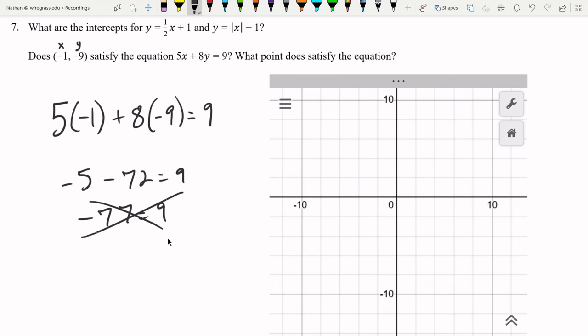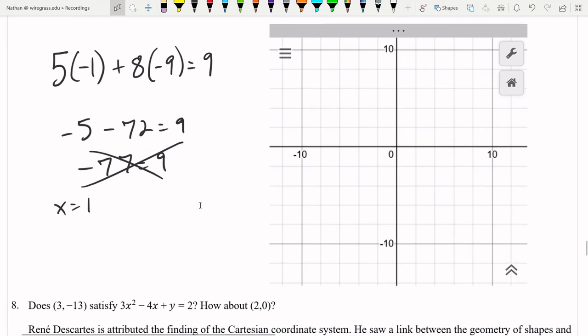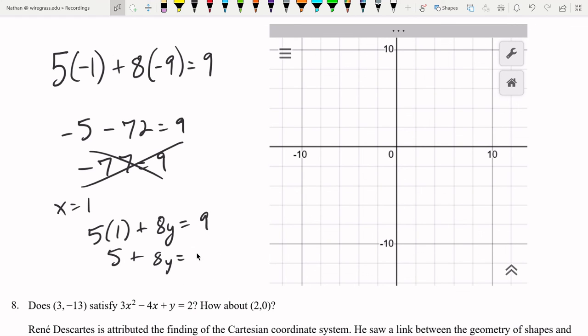What point does satisfy the equation? Well, you can calculate it, right? We can just plug in a value for x. So if we plug in, for instance, x equal to 1, then all we have to do is type in 5 times 1 plus 8 times y equals 9, and then calculate it. So this is going to be 5 plus 8y equals 9. Subtract 5. We get 8y equals 4. y equals 1/2. So the point (1, 1/2) satisfies this relation.